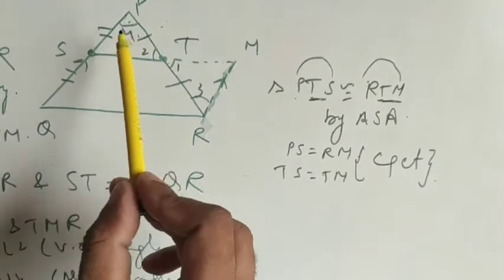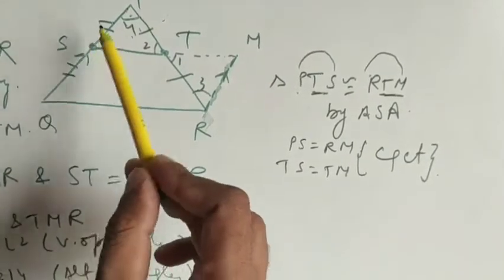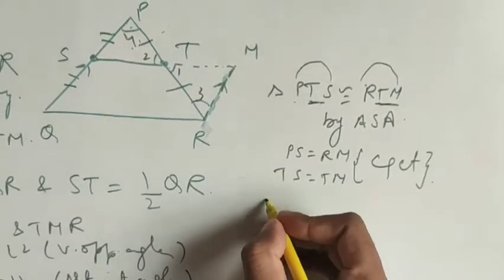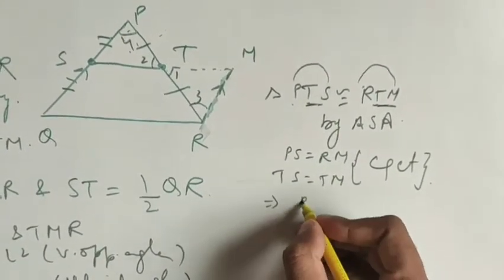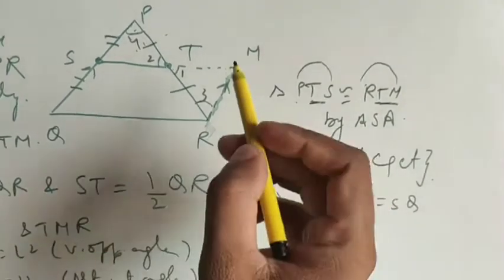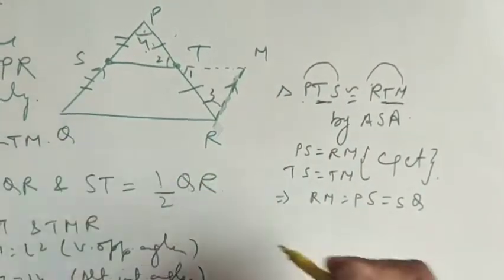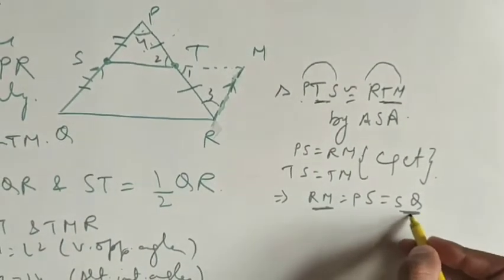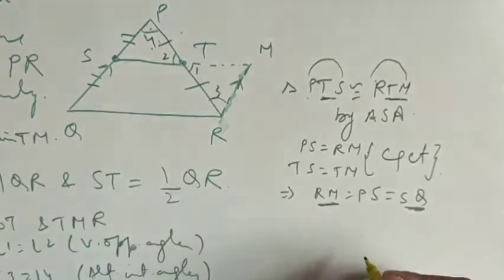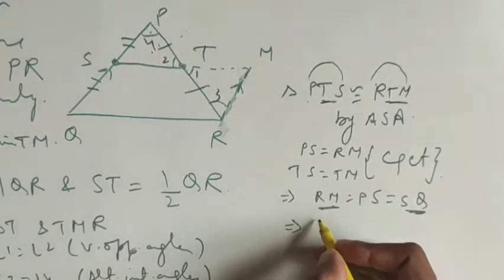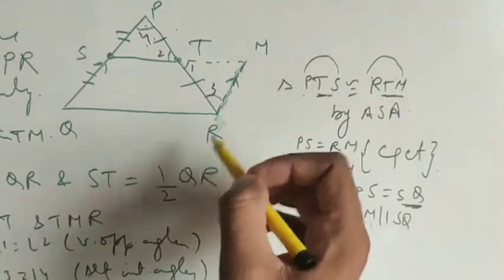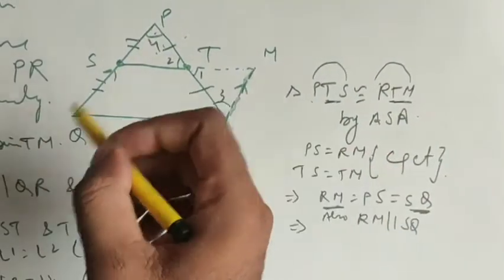So this PS was equal to SQ also by construction, since S was the midpoint. So RM and SQ are also equal. Therefore RM is equal to PS and PS is also equal to SQ. So these three are equal, RM, PS and SQ. Therefore we can say that RM is also equal to SQ. These two are parallel and equal. Okay, these two are parallel and equal. And you can also mention that RM is parallel to SQ because RM was parallel to PQ, so obviously RM will be parallel to SQ also.